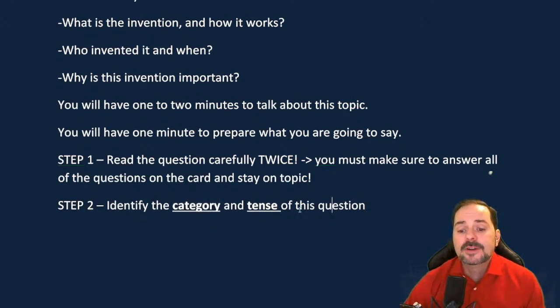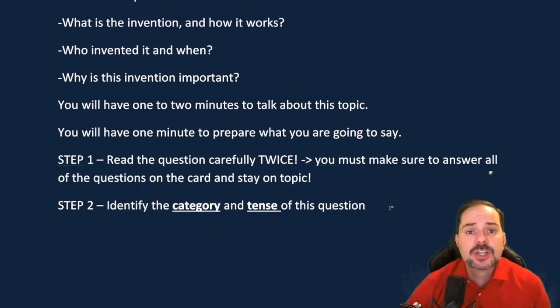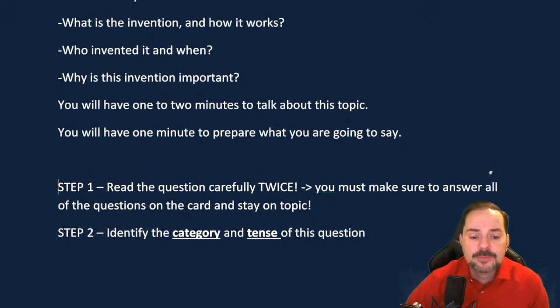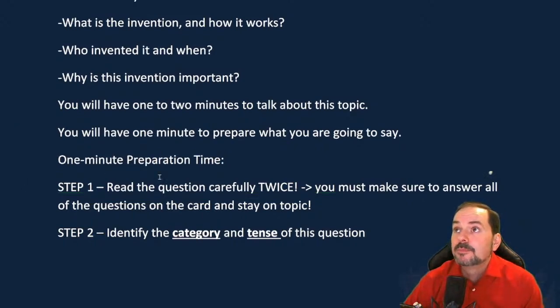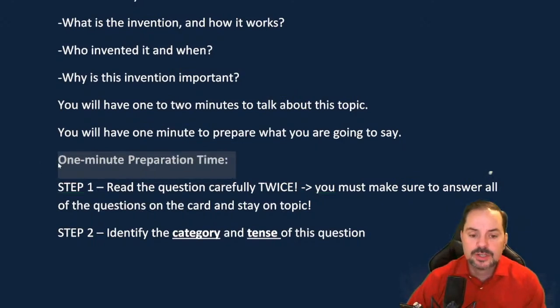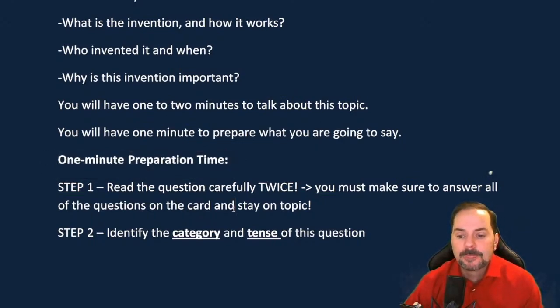So we're going to identify the category and the tense of this question, and when you're practicing this at home, you're going to be able to do this very quickly in your 1-minute preparation time. So step 1, step 2 is in your 1-minute preparation time. Okay, this is what you have to do. All right, Aniket, Facebook maybe also not a very good choice. I'm going to show you why.